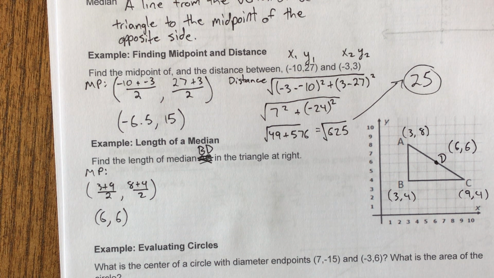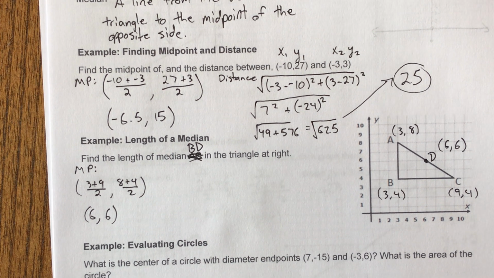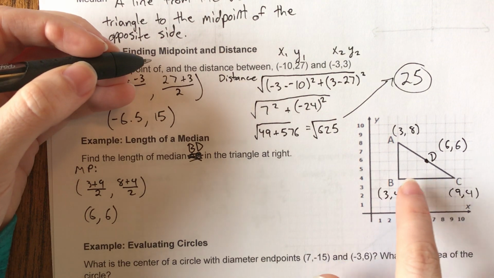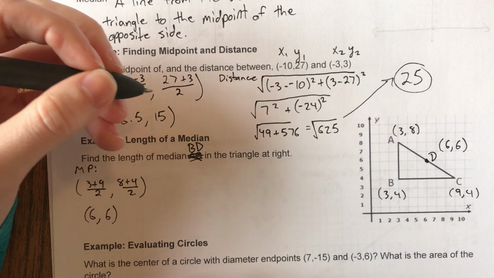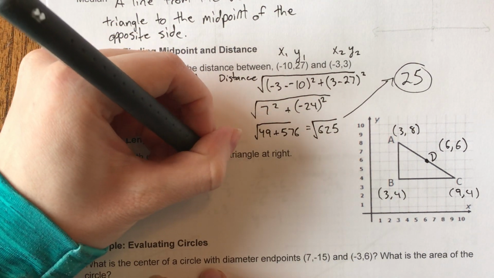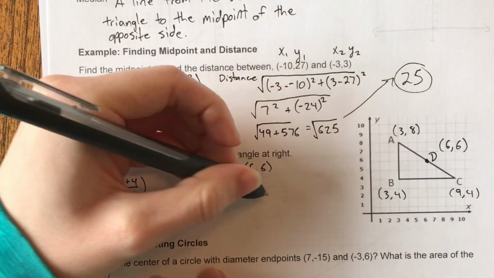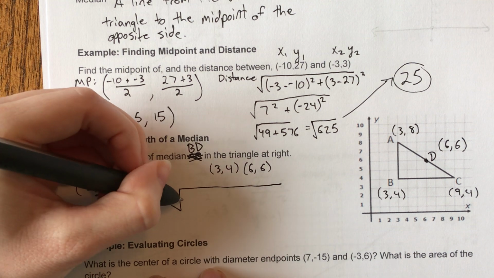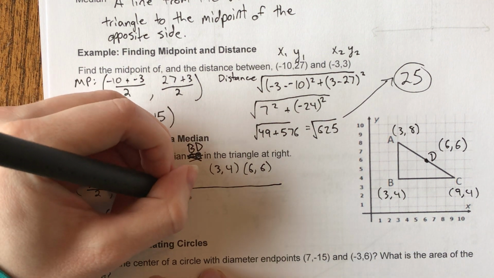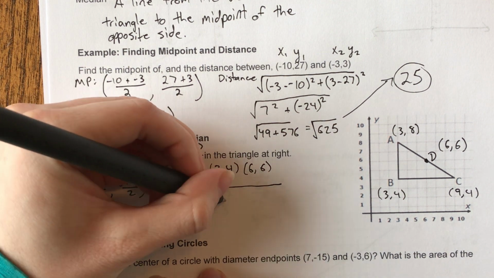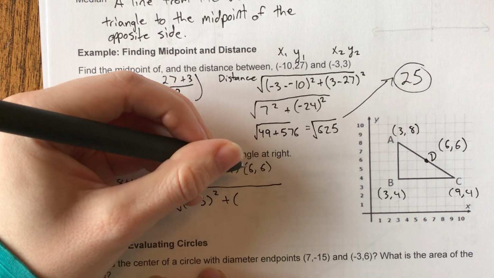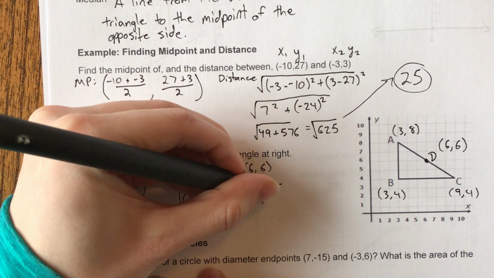All right, after that, we want to find the length of the median. Length and distance are the same idea when you're looking at a coordinate plane. So to find the distance between B and D, we're going to use the distance formula. So B is 3, 4, and D is 6, 6. We can go ahead and plug those in. x2 minus x1 will be 6 minus 3 squared plus y2 minus y1, which is 6 minus 4 squared.